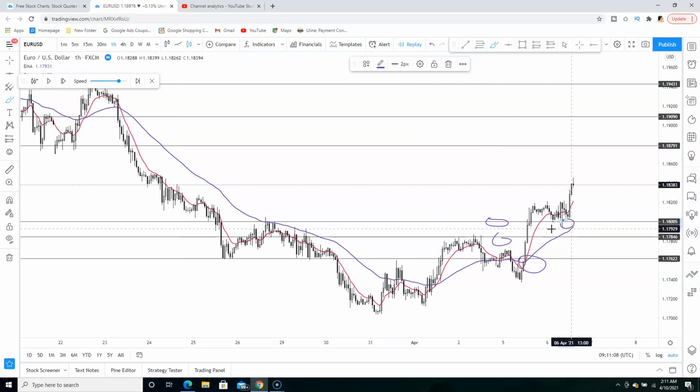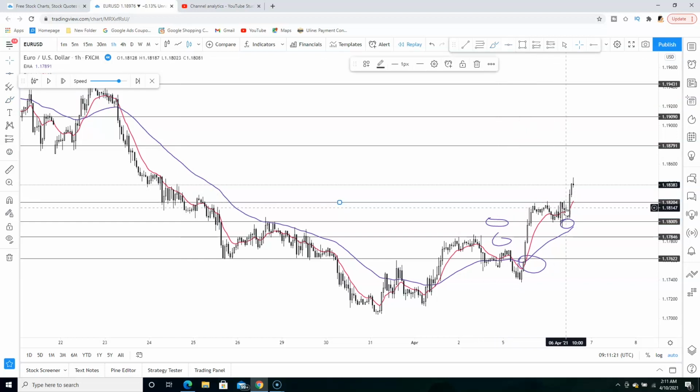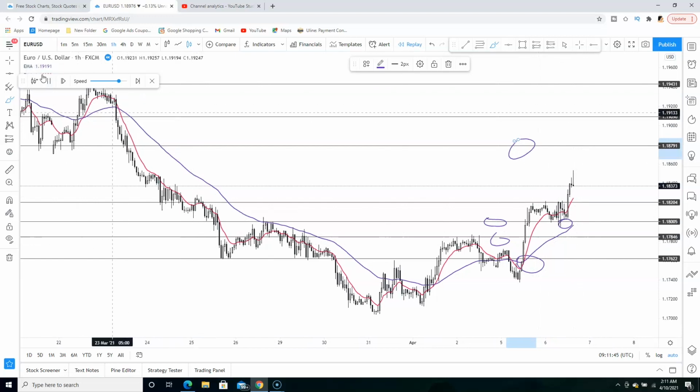Bam, right over there. Now if you missed this entry right over here and you saw this, what you can do is you grab your horizontal line tool. We have another resistance zone right over there. Now you get in this trade and you place this trade for a buy, and you'll see the price eventually go to this next support zone over here, which is also our next take profit right over here. Let's see how the trade played out.